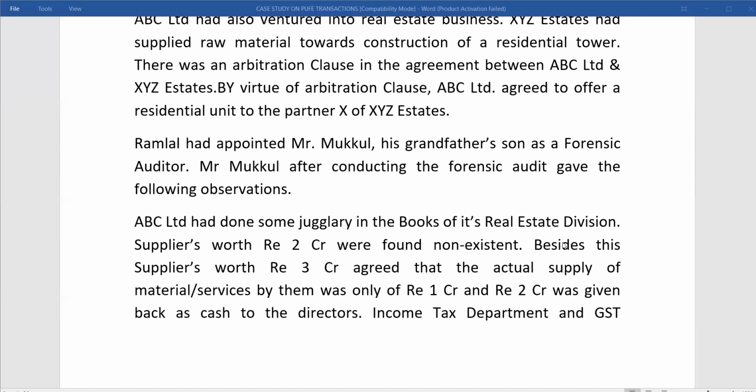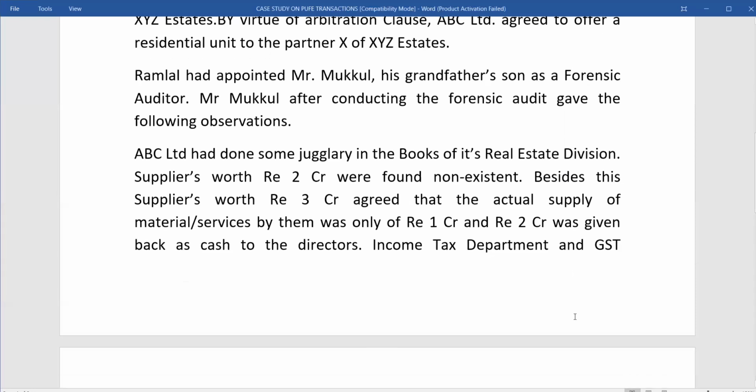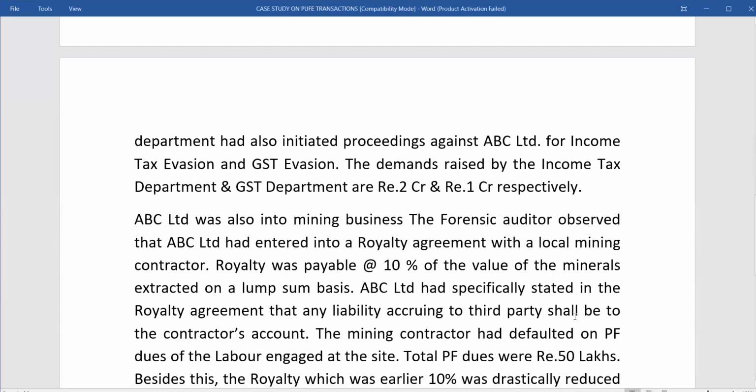Besides this, suppliers agreed that the actual supply was 1 crore. Sometimes the actual is less than what is entered in the books. They entered 3 crores in the books, but the actual was 1 crore, and 2 crores was given back as cash. Sometimes this also happens. And income tax and GST authorities had also initiated proceedings against ABC Limited for income tax evasion and GST evasion. The demands raised by the income tax and GST departments are rupees 2 crores and rupees 1 crore respectively.